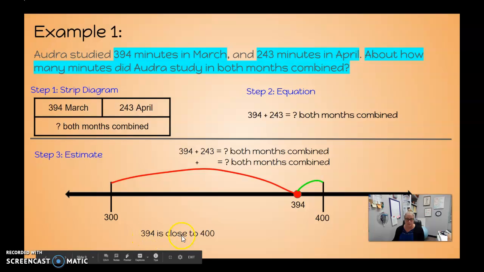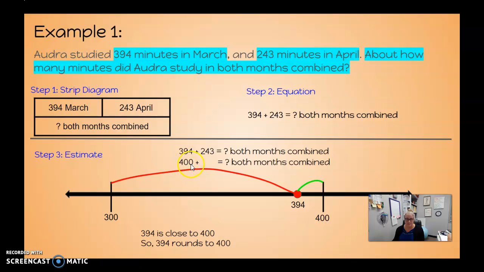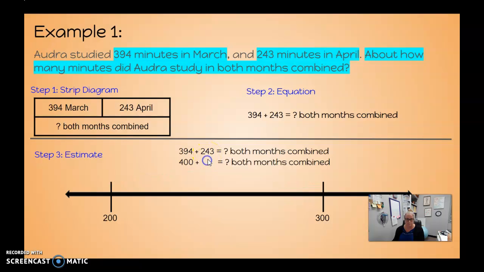So 394 is close to 400. So that means that 394 rounds to 400. So I'm going to put that 400 over here, right where it has the 394, just to help me remember that I said it was going to go to 400. Now I'm going to do the same exact thing with my 243.